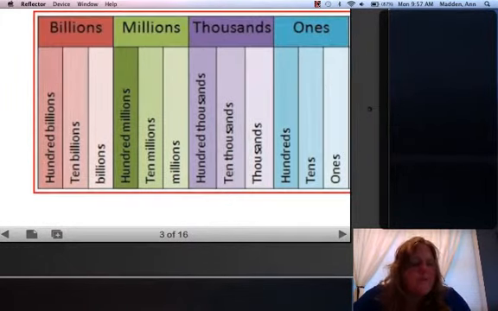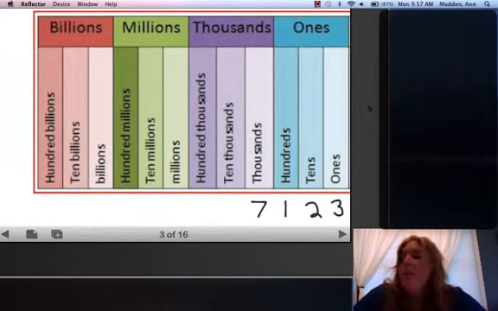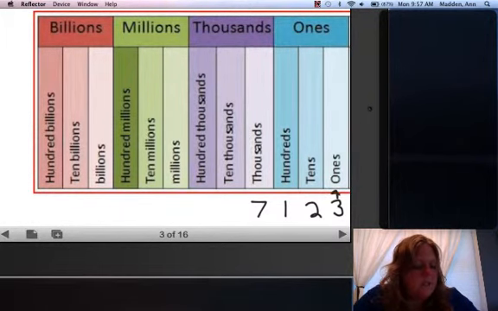Now let's say, for instance, you take the number 7,123. Each digit, the 7, the 1, the 2, the 3, has a specific spot to sit. So if I were to write 7,123, it would be written like this. Each digit specifically sitting in a place value.